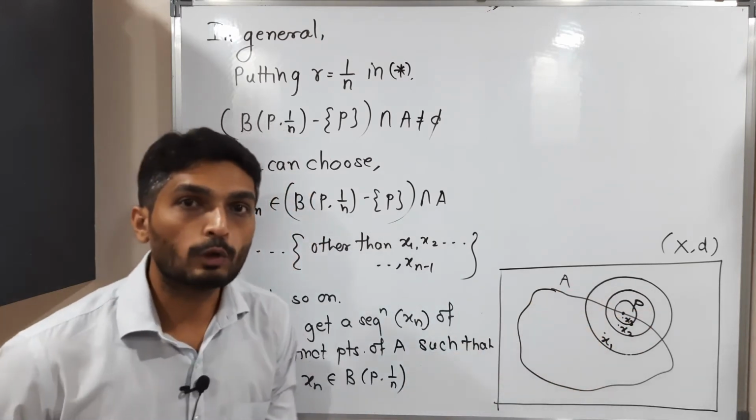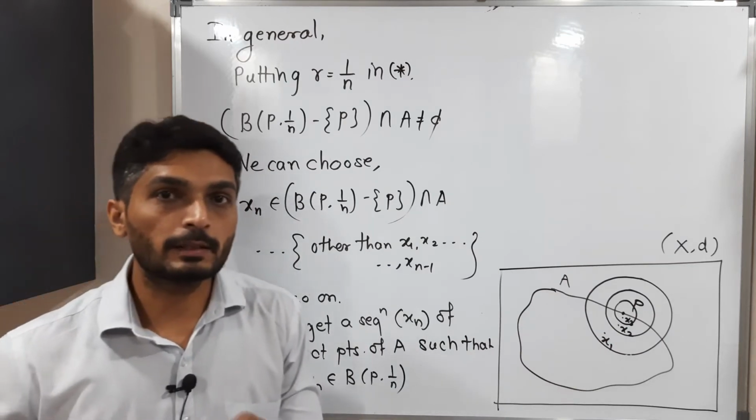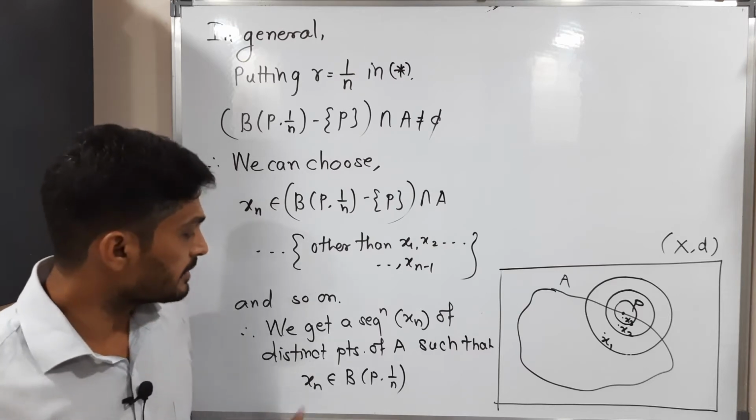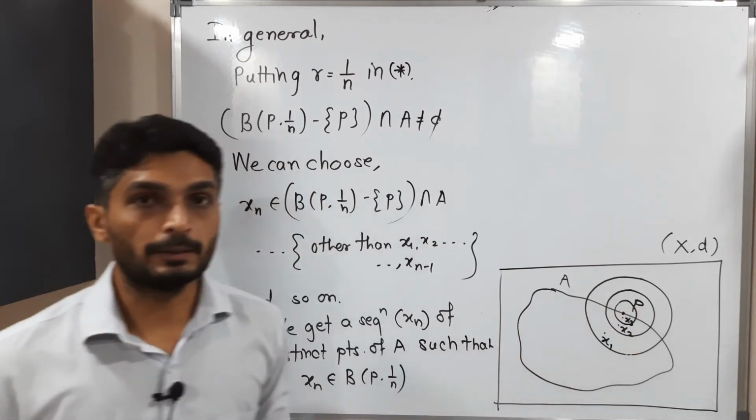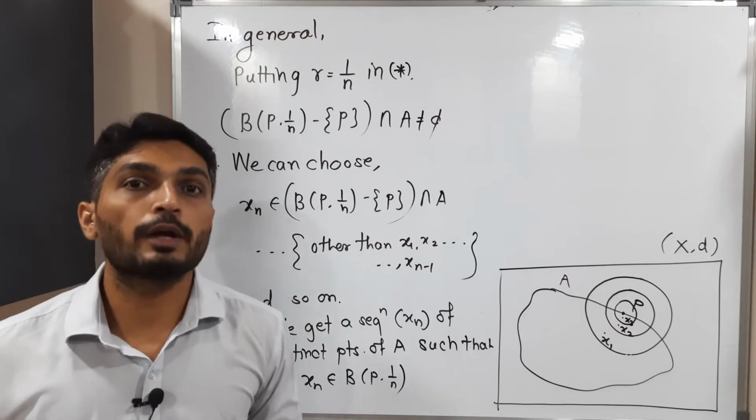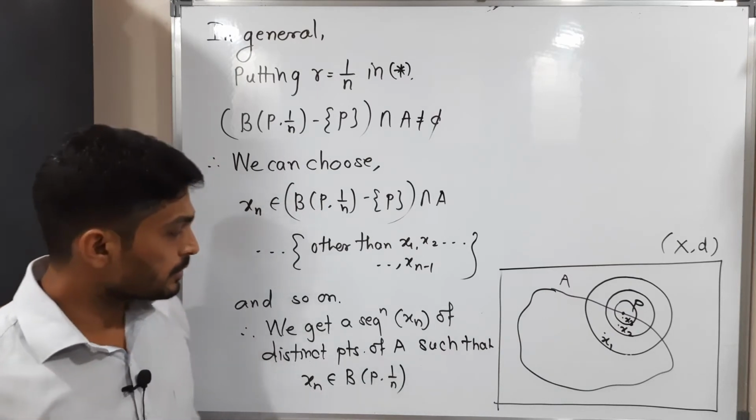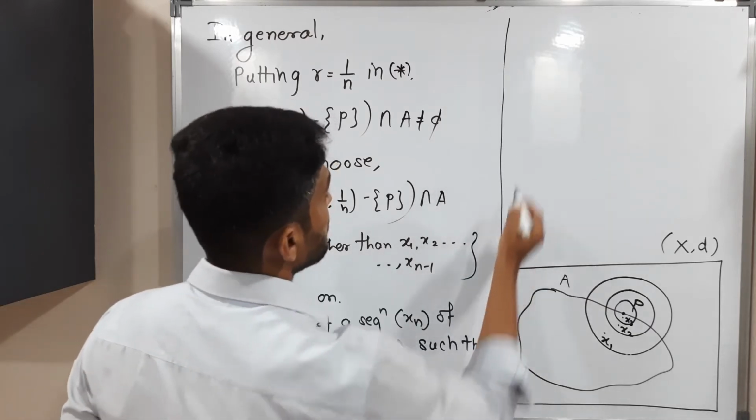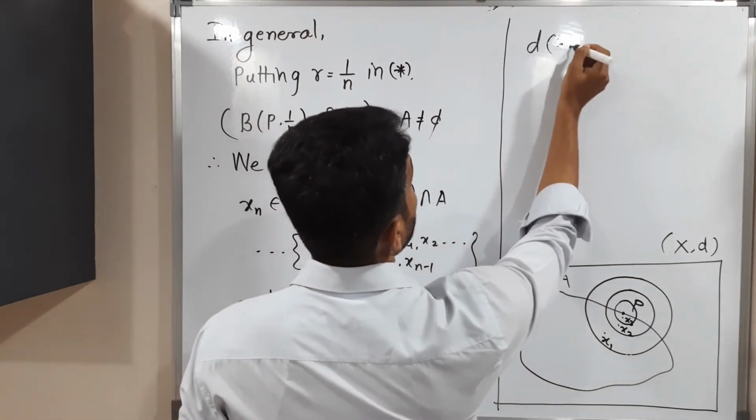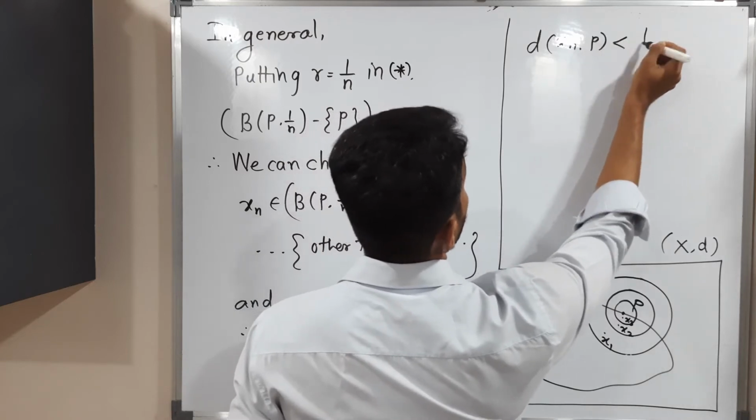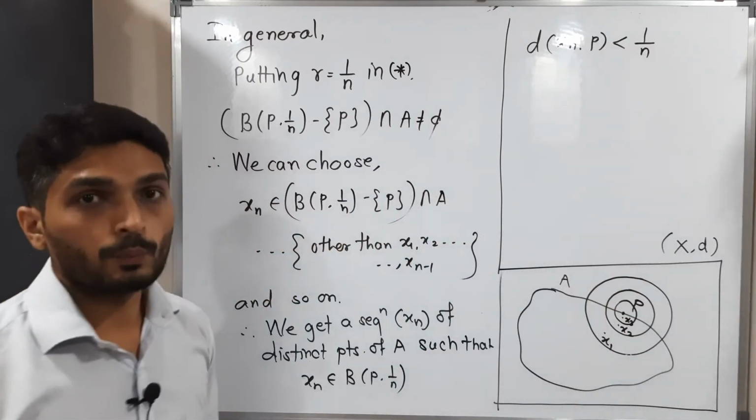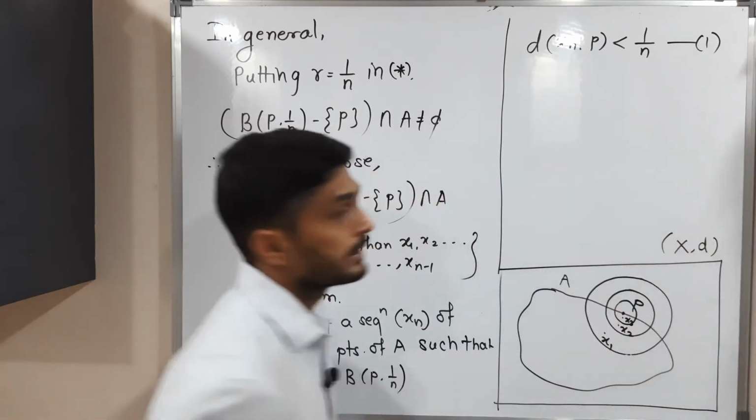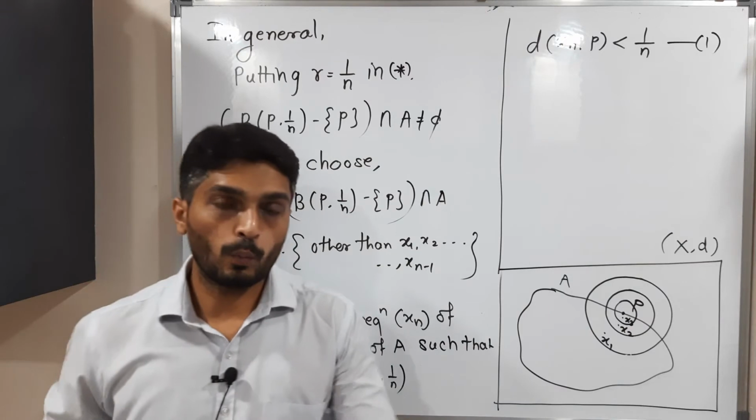So xn belongs to this open ball having center p and radius 1 by n. Now I am going to prove this sequence xn converges to p, using the definition. See, xn lies in this ball, therefore the distance of xn from the center of the ball is less than its radius 1 by n. This is a very important thing we have got, so I will call it inequality number 1.